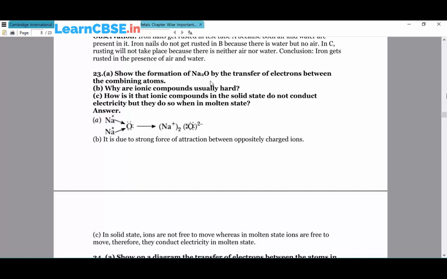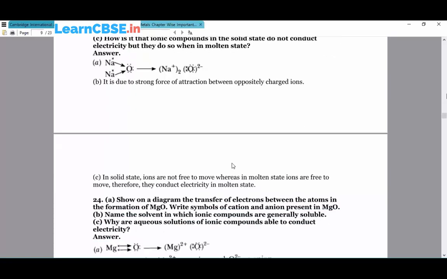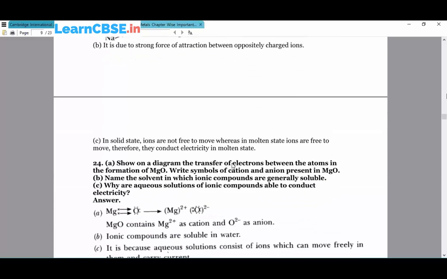Why are ionic compounds usually hard? It is due to the strong forces of attraction between the oppositely charged ions.